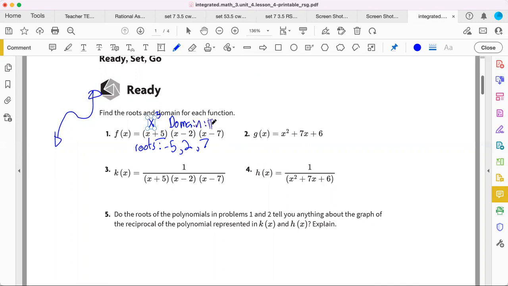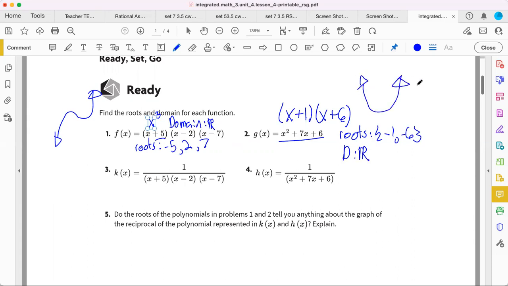Why is that? This isn't like a rational expression where there are going to be some vertical asymptotes we have to acknowledge. So this one isn't too bad. Let's look here. This is factorable to x plus 1 and x plus 6. So your roots are the opposite of +1 and +6. So -1, -6. And your domain is all real. Again, because this is just an upwards parabola, any x value will give you some outcome.